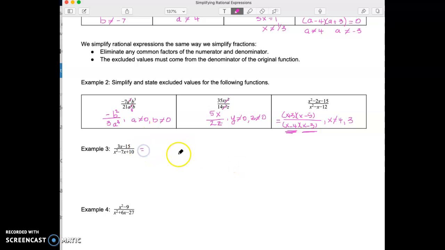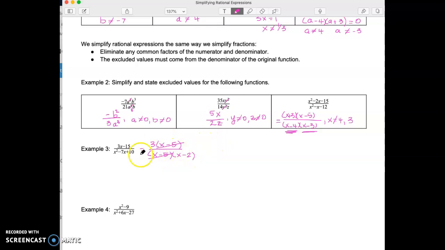In example 3, we have a GCF in the top, so don't forget about GCF. Sometimes it's just as simple as factoring that out. The denominator will be a -5 and a -2. So we can cancel this entire term.